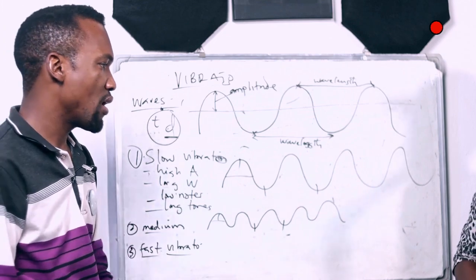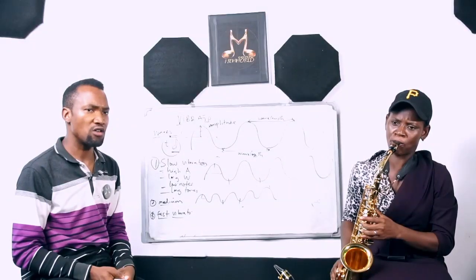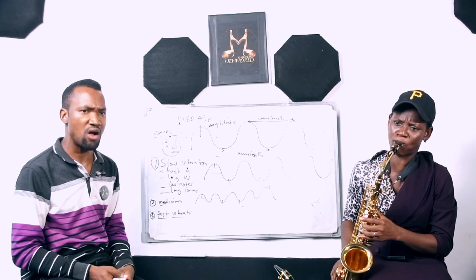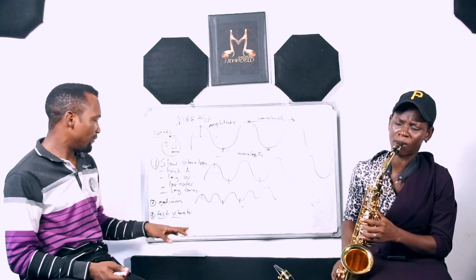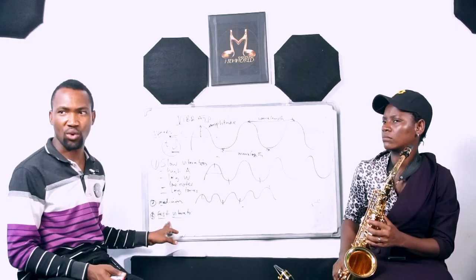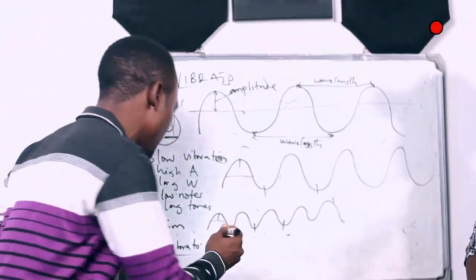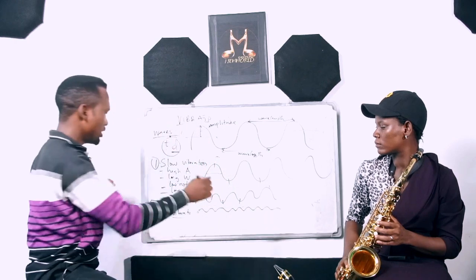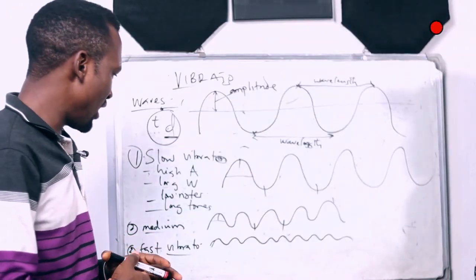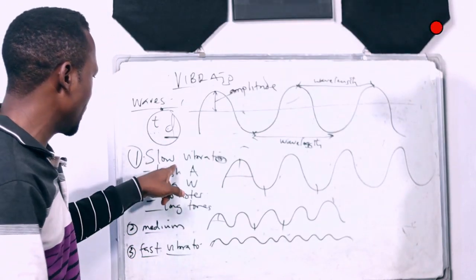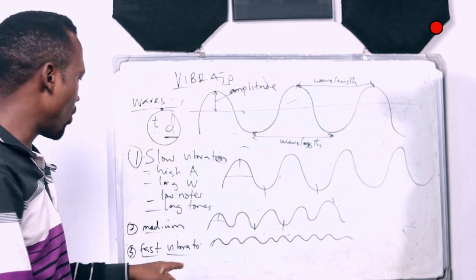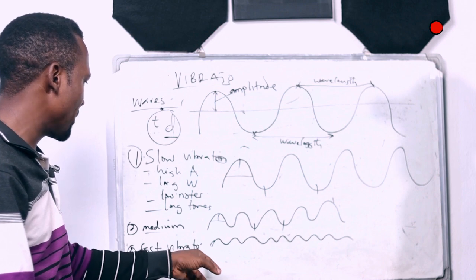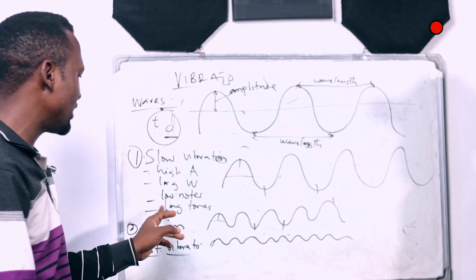Now let's go. That is the fast vibrato. It's just something that goes like this. So it goes very fast. Usually it's the opposite of this slow one. That means the amplitude will be low amplitude, short wavelength.